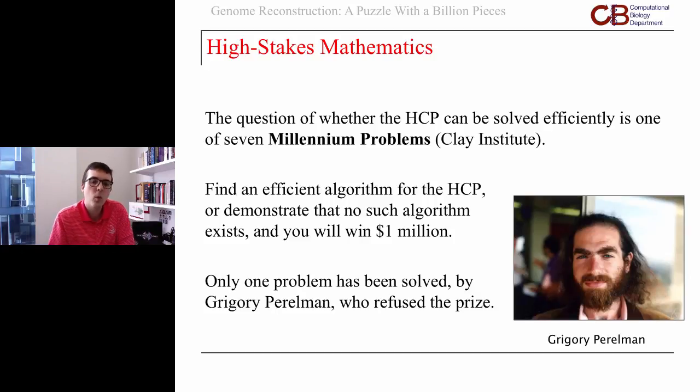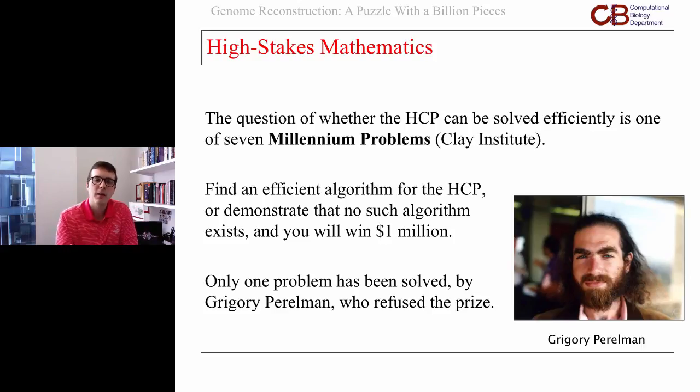And thus far, only one of these 7 problems has actually been solved by Grigory Perelman, a Russian mathematician who turned down the prize, actually. So one of those 7 problems has been solved. The Hamiltonian cycle problem is very much unsolved. And no one knows still whether there is an efficient way of solving this problem.